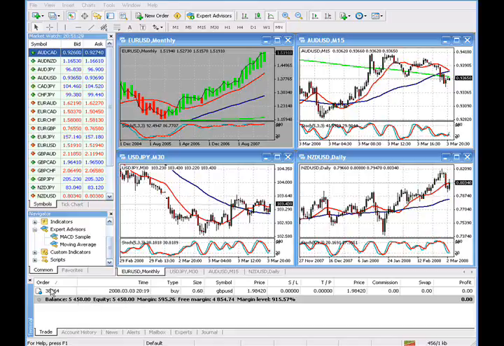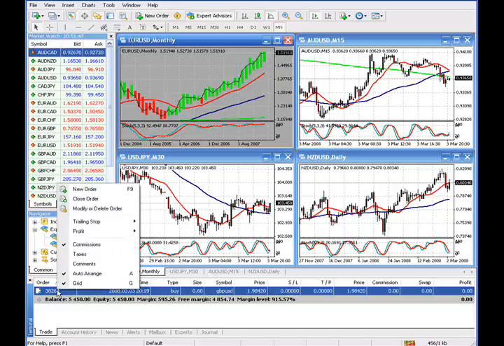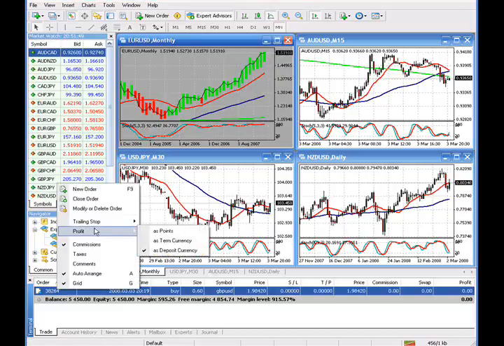Okay, so let's say that I want to put some parameters on this order. I don't just want a market order. I actually want to enter a stop loss and a take profit. If I right click on the order, it can be anywhere pretty much. If I right click here, it's going to ask me several things.